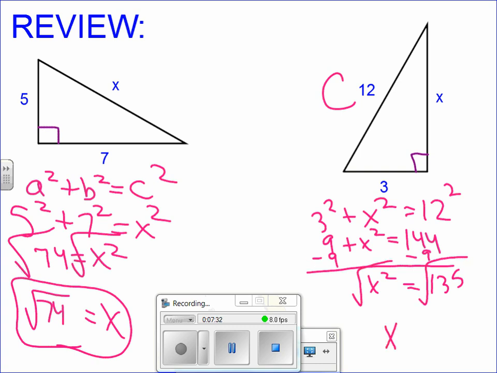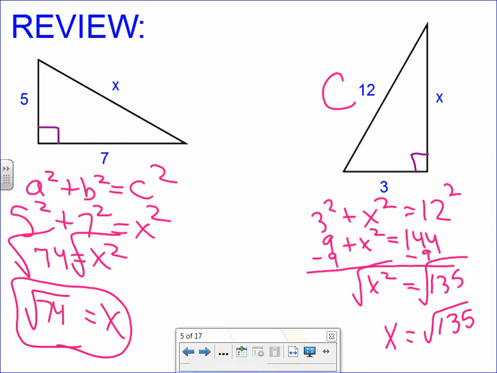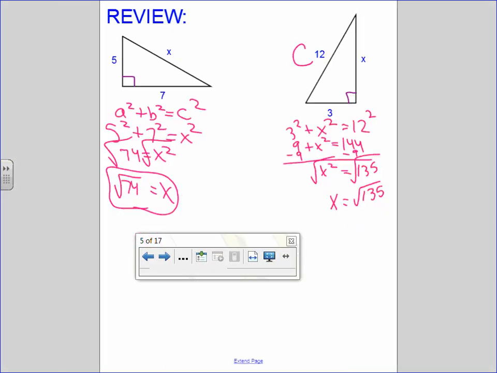I wonder if the 135 would break down. Let's try it. 5 and 27. So yeah, actually, let's just be scholars, because you guys are such a scholarly class. Let's break this down and simplify it a little bit, and refresh that skill, honestly. So 135 is 27 times 5. 27 is 9 times 3. And 9 is 3 times 3.